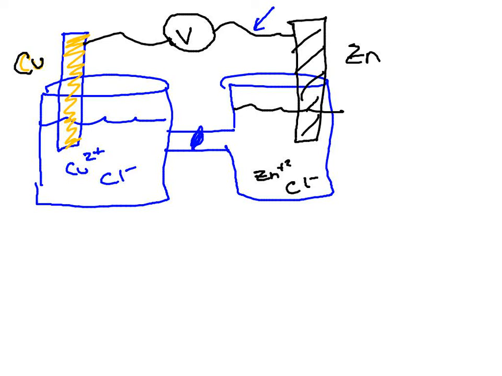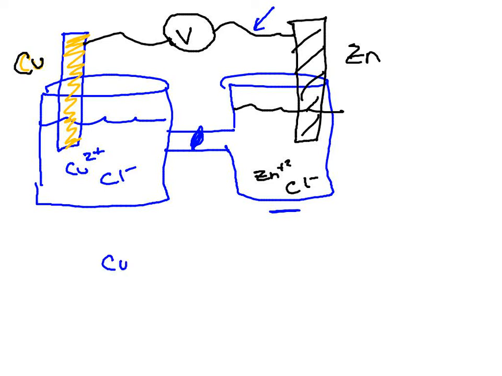Lots of questions. Who's the cathode? Who's the anode? First of all, let's label the anode first. Oxidation occurs at the anode. Who's oxidizing? Well, the zinc is going from zinc to zinc 2 positive. Sometimes it's wise to write the reaction down here.